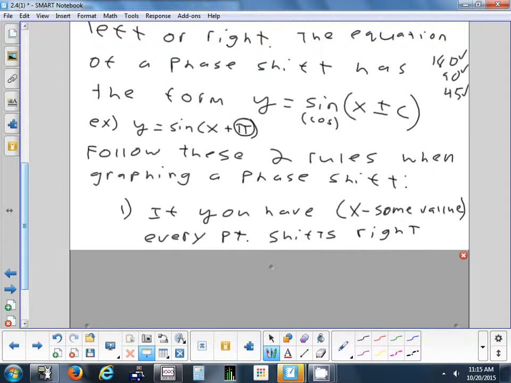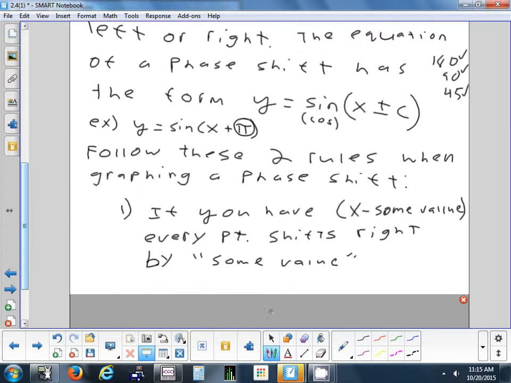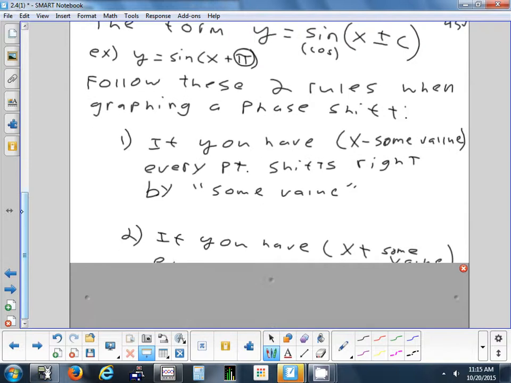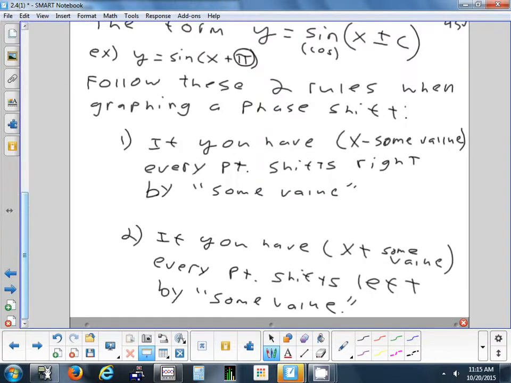What do you think it's going to look like when I shift left? It's not going to be x minus a number. It's going to be x plus some value. So in the example I wrote up above, this is a shift to the left because it has x plus. And how much does it shift? Whatever value you put here. If it's pi, it's going to shift left by pi. If it's pi over 2, it shifts left pi over 2.